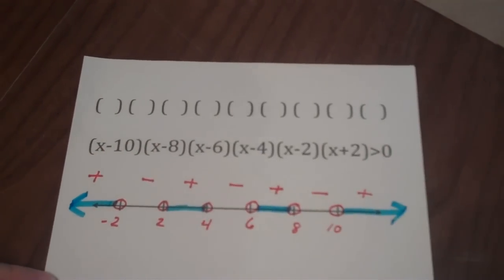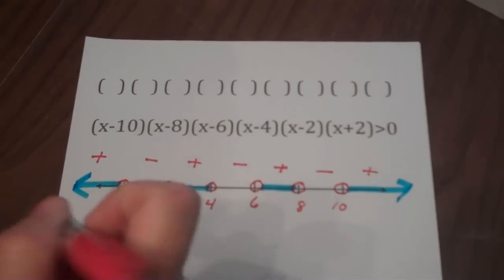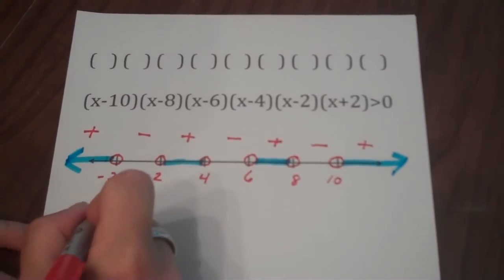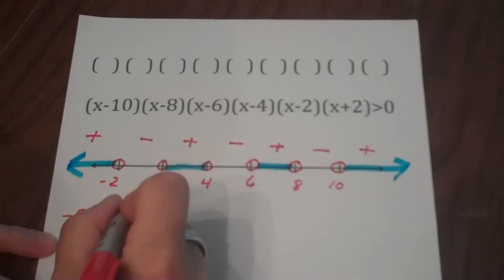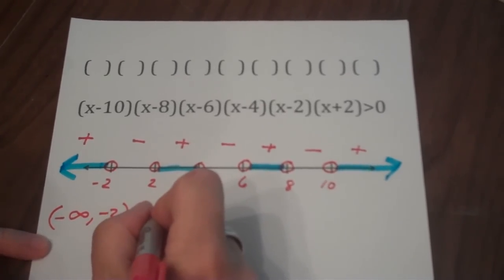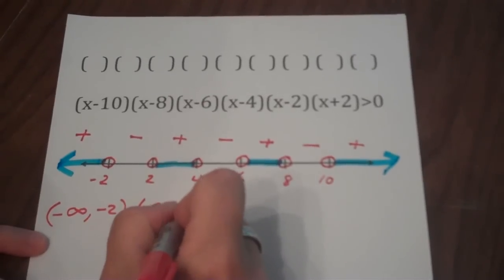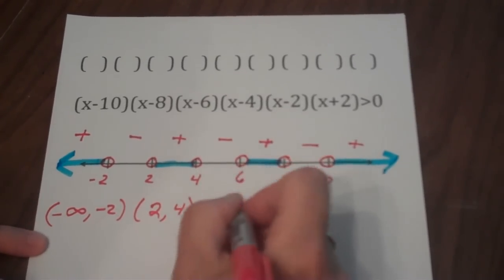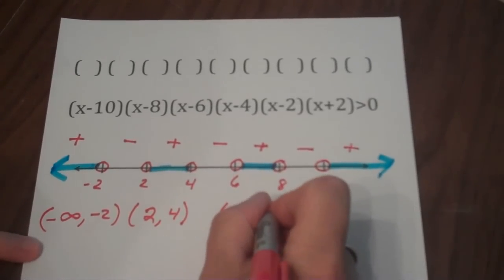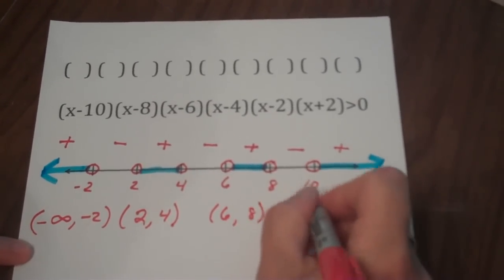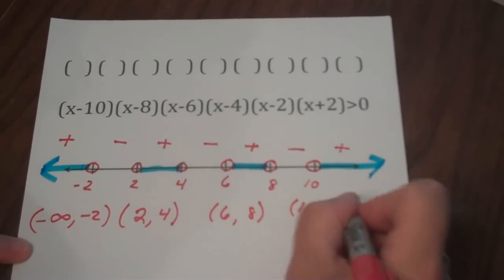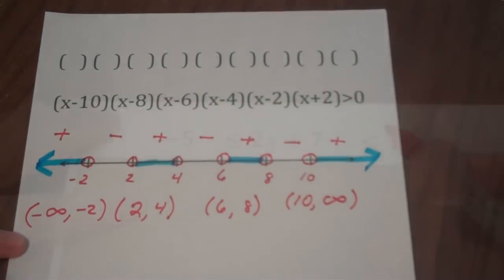And actually this time I have quite a number of sets I need to indicate. This value would be everything from negative infinity up to, but not including, negative 2. This set would be everything from 2 up to, but not including 4. This set would be everything from 6 up to, but not including 8. And finally, my last set over there would be everything from 10 up to, but not including, positive infinity.